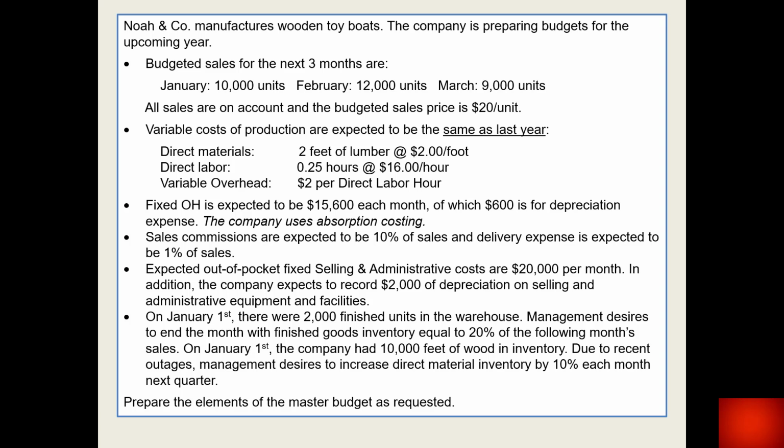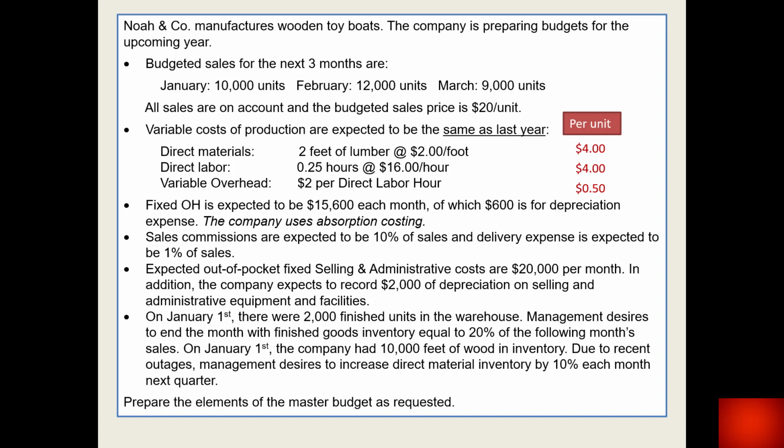Variable costs of production are expected to be the same as last year. Direct materials, 2 feet of lumber at $2 per foot, and per unit that would be $4. Direct labor, 0.25 hours at $16 per hour. A quarter of an hour at $16 is $4 per unit, and variable overhead is $2 per direct labor hour. $2 per hour times 0.25 hours, that would be 50 cents per unit.